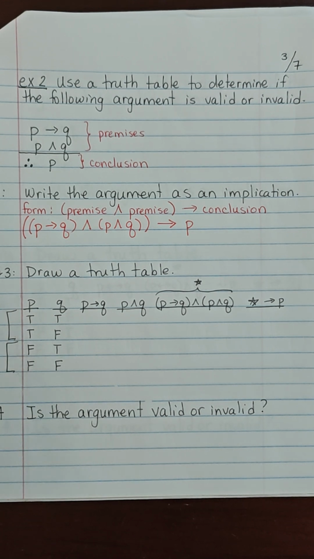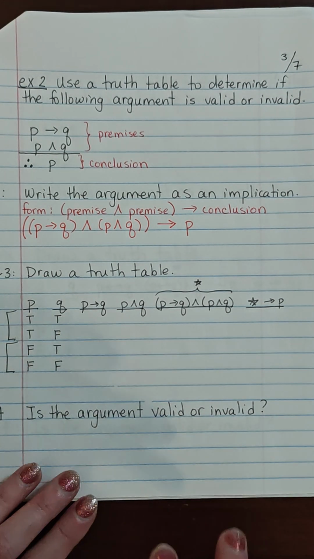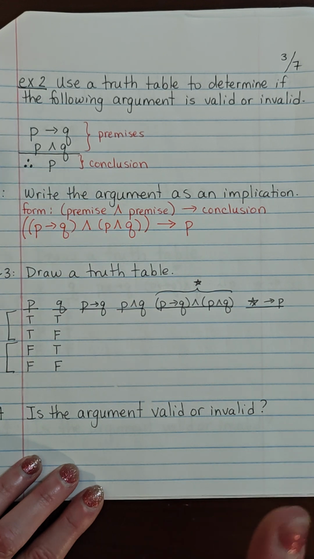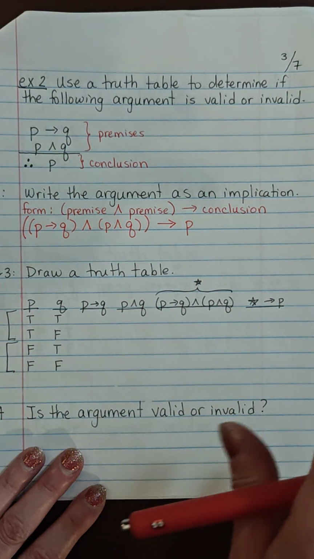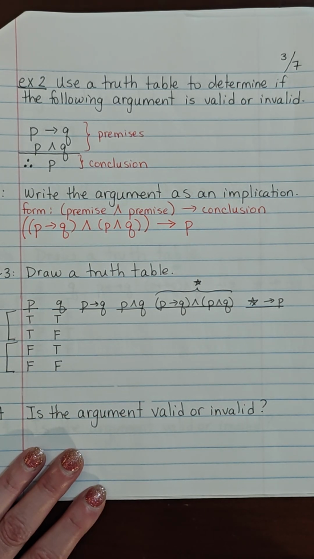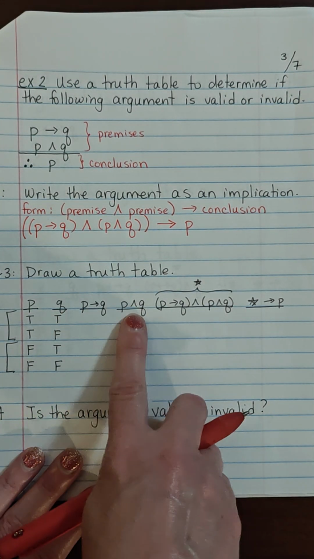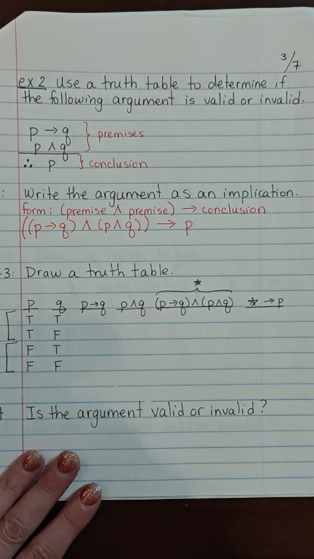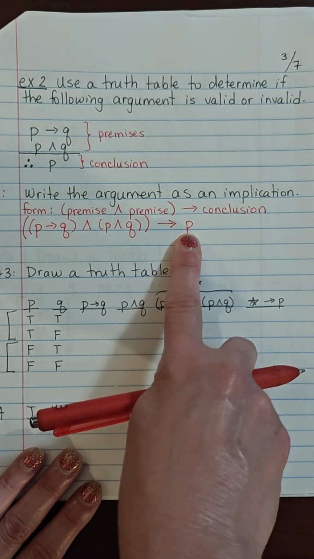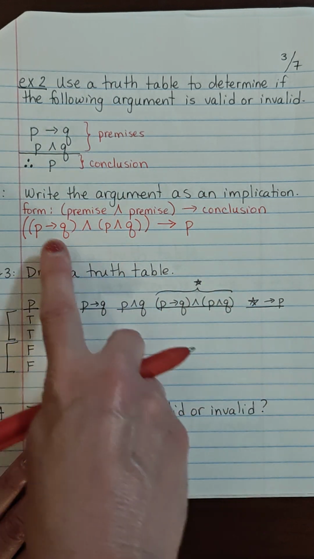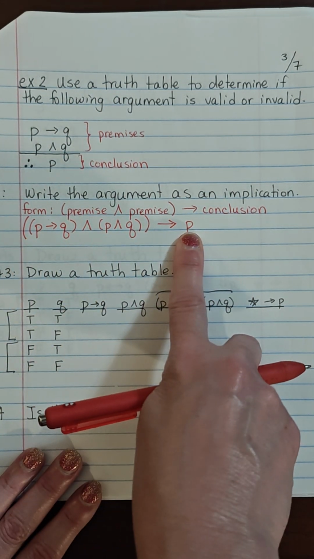Okay, next up it says draw a truth table. Now, this truth table, it may only give you these two and then the last column. All right, so you will likely have to fill in the middle stuff. This is my last column. So here's what I have to build toward.